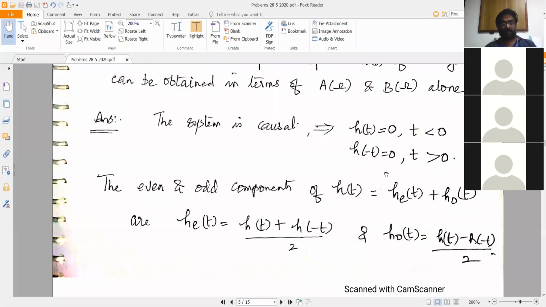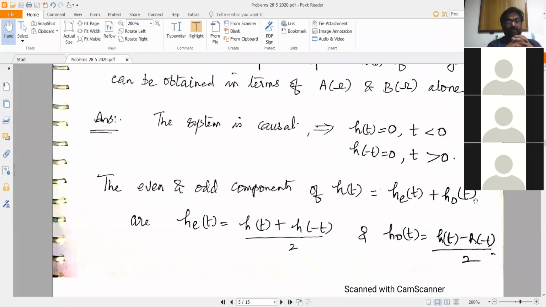So now you can write the even and odd components of h(t) as h(t) = h_e(t) + h_o(t). h_e(t) is the even component of h(t). So h_e(t) being even means that h_e(-t) is the same as h_e(t), which means it's an even function of time. And h_o(t) is an odd function, which means that h_o(-t) is equal to -h_o(t). So that's an odd function.